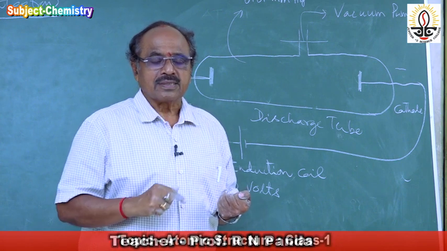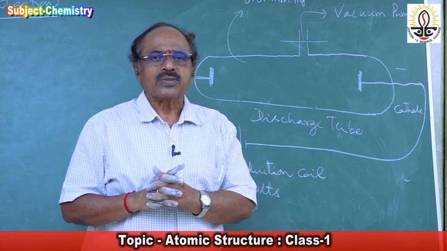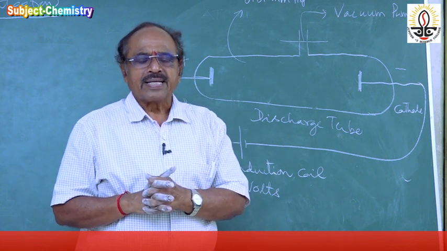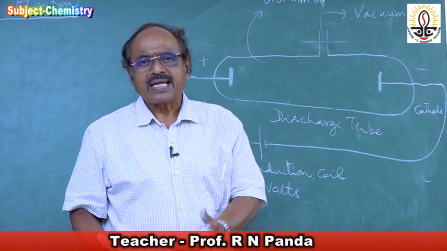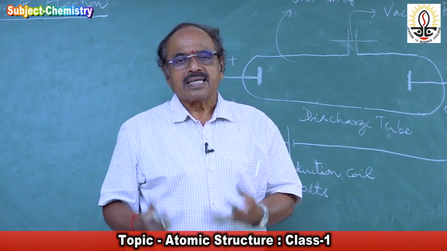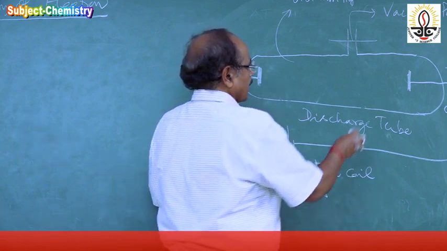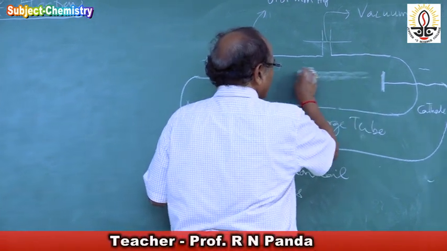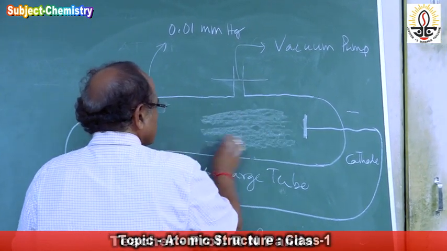Many times we get confused: is the cathode producing cathode rays? No, the cathode is not producing cathode rays. It is the gas all around it, the material of the gas all around it, because of which the glow is coming out. So, appear to emerge from the cathode. A glow appears to emerge from the cathode and proceeds towards the anode.